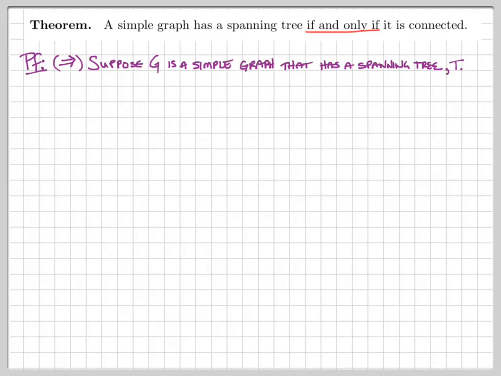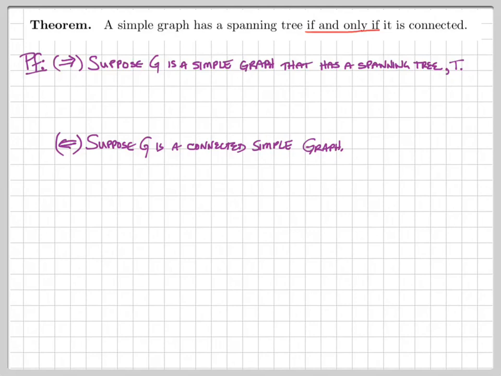The first, we will assume the hypothesis. Suppose that G is a simple graph that has a subtree. The goal will be to prove the conclusion that it is connected. For the second half of this proof, we will assume the conclusion. Let us assume that G is a connected simple graph, and the goal will be to prove the hypothesis that the graph G has a spanning tree.